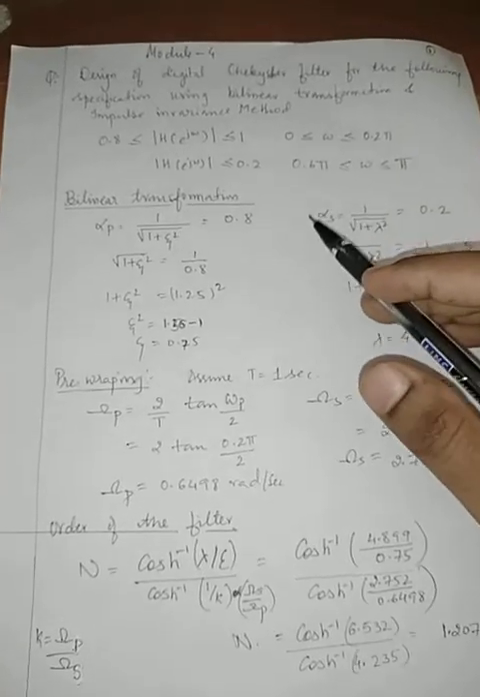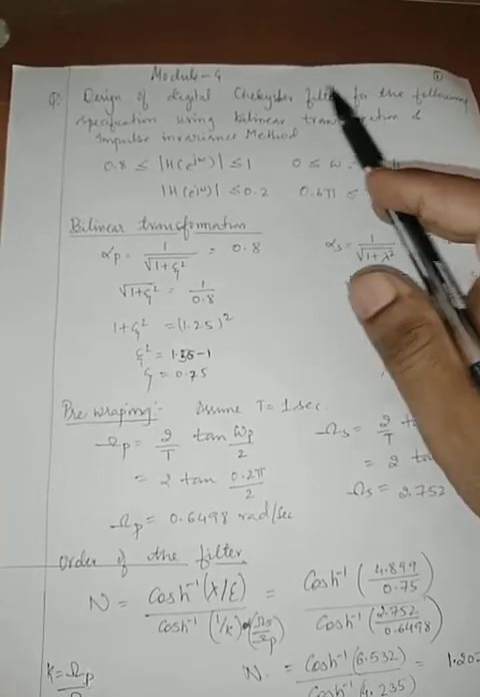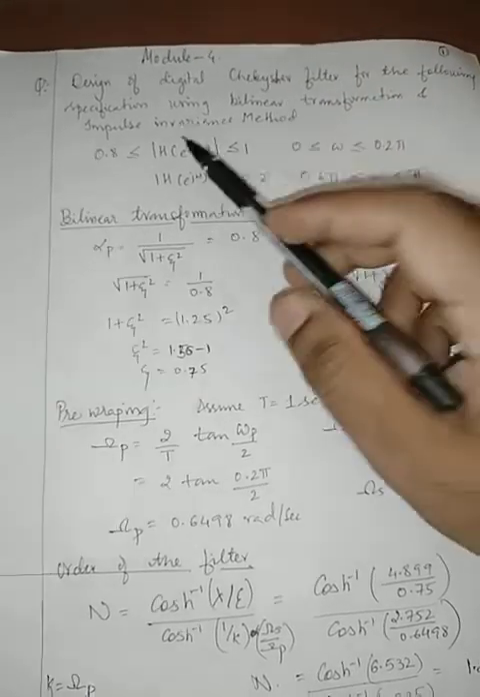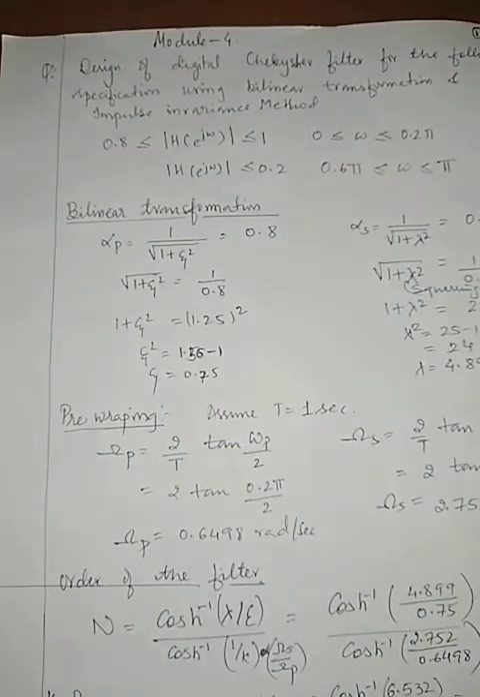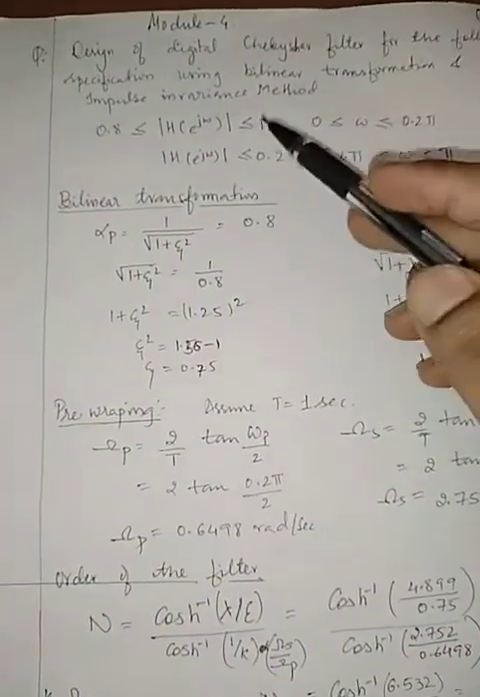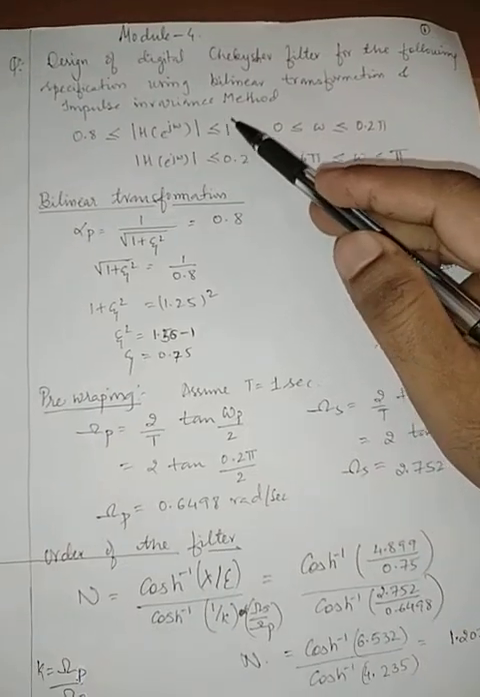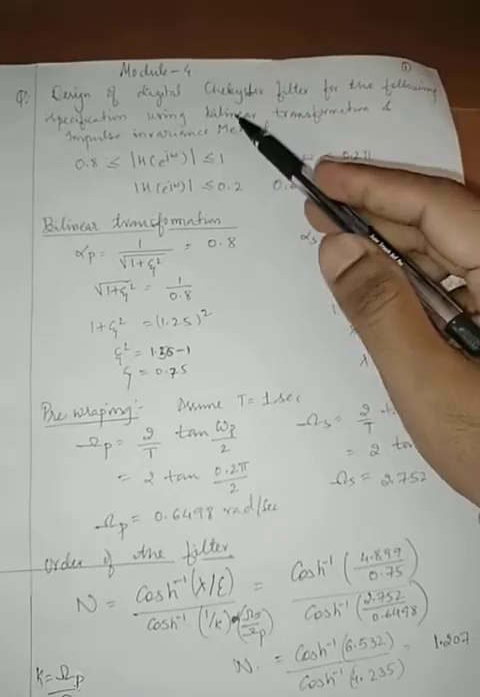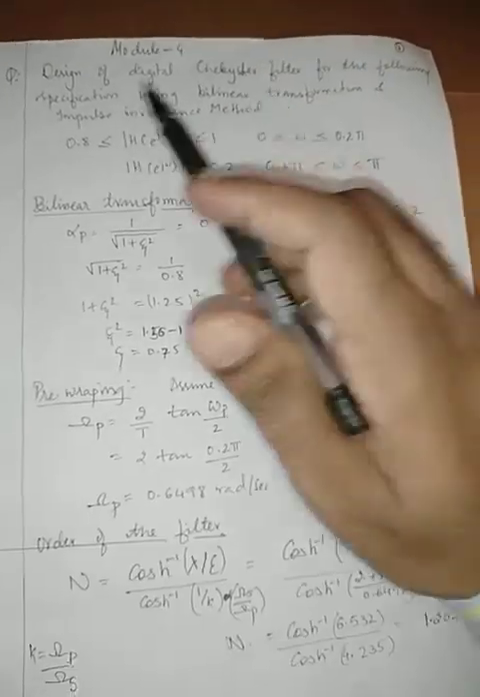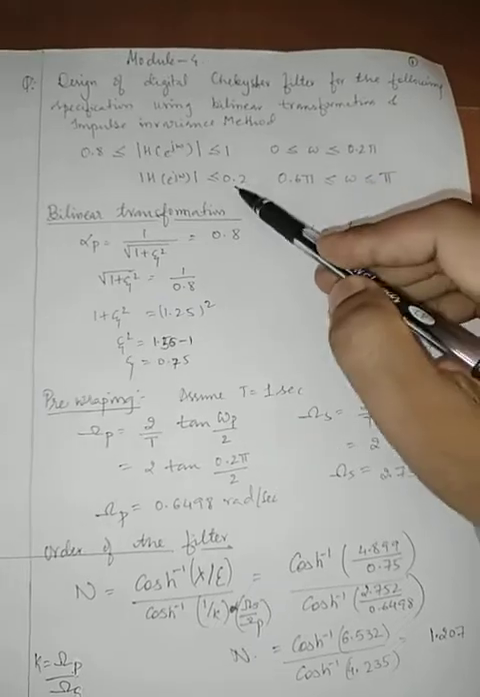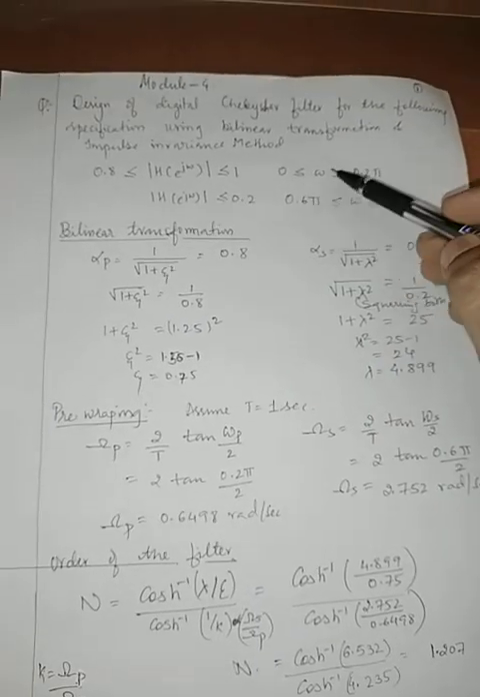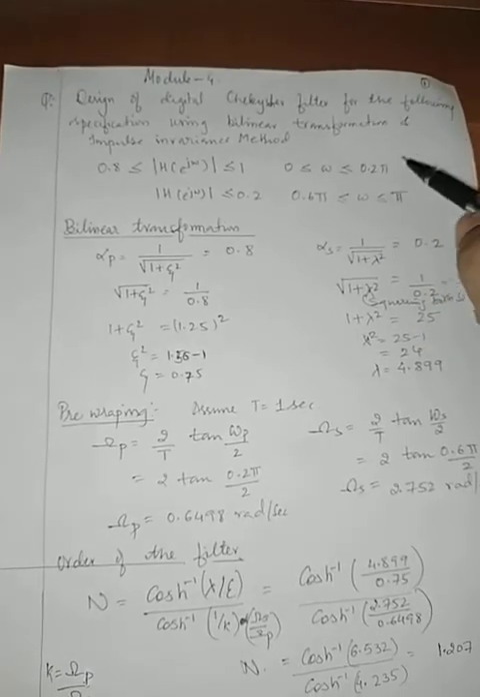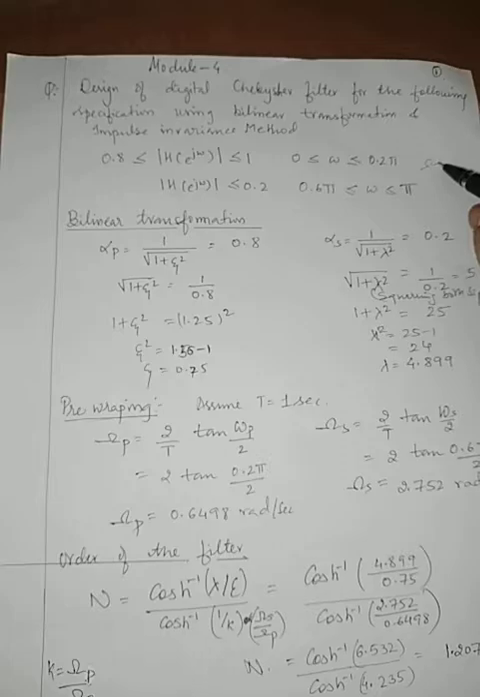Design of digital Chebyshev filter for the following specification using bilinear transformation and impulse invariance method. So this is the problem statement given. Here, for the same problem we will be using both the techniques, that is bilinear transformation and impulse invariance method. So first we will be looking at bilinear transformation. So this is your alpha p, alpha s, omega p and omega s. These values are in the digital domain. So this omega represents the digital omega and this omega represents the analog.